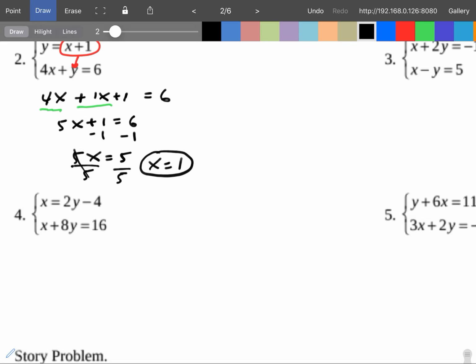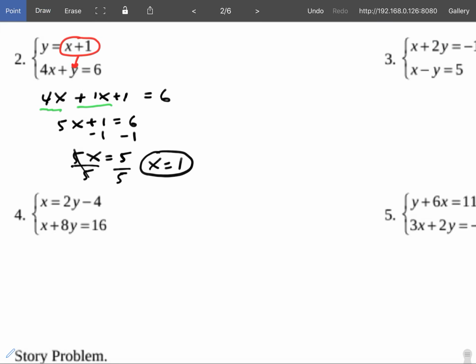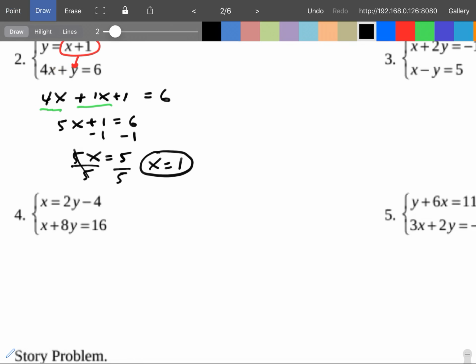Okay, so now we know x equals 1. We still have to go back and find y. You could plug x equals 1 into the top equation for x, or you could substitute it into the bottom equation for x. It's probably easier to substitute it into the top equation. So the top equation is y equals x plus 1. And then we're just going to take that x equals 1 that we found and plug that in, or substitute that in, for x into that top original equation.